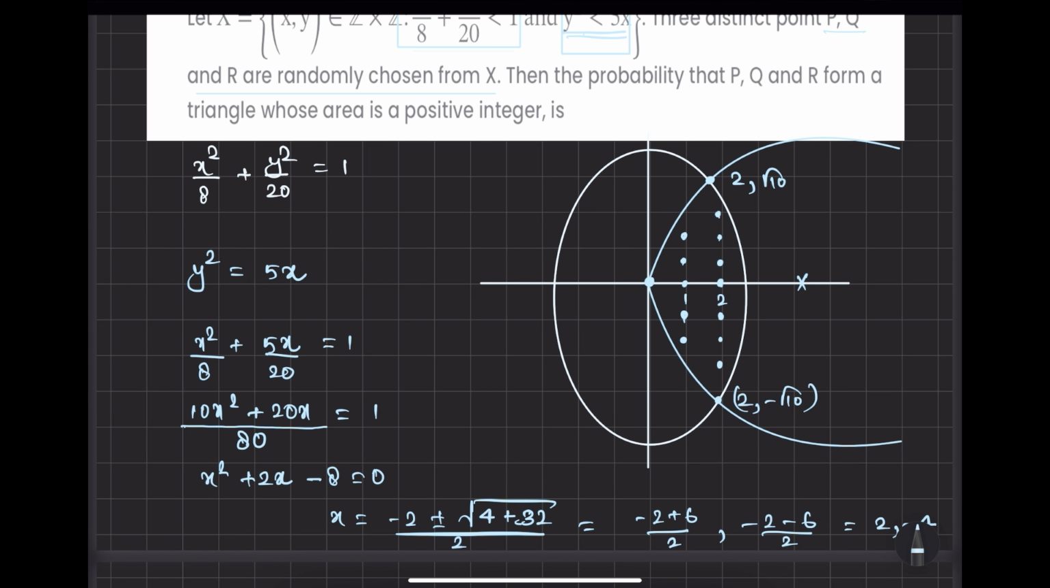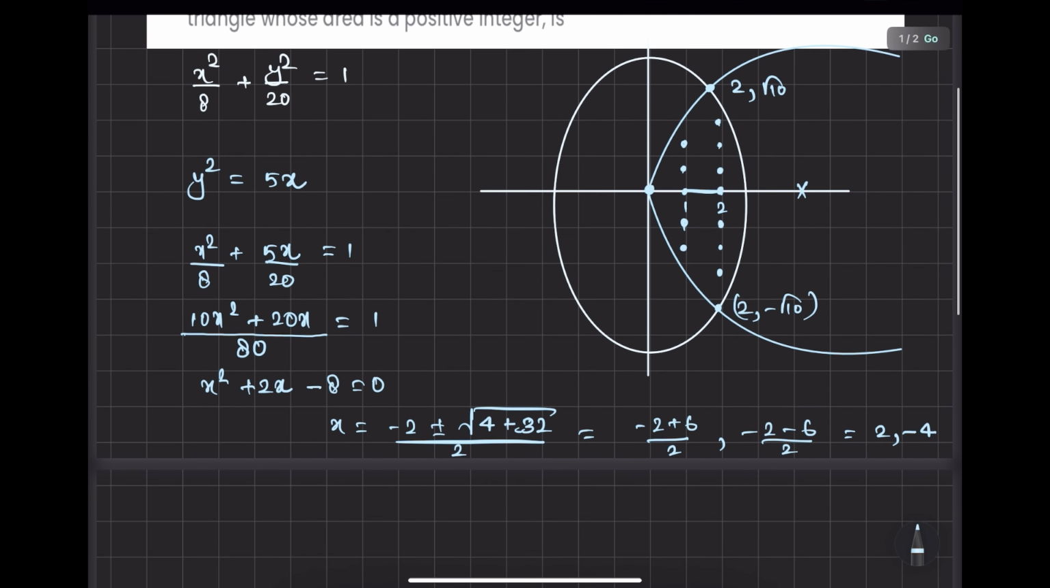We want positive area, so we have to select 1 point from this side and 2 points from there, or 2 points from this side and 1 point from there, and in all the cases the height would remain the same, it would become 1. Okay, if you consider 2 points on the left hand side, you have to consider 1 point on the right hand side, so height will remain 1 only. Okay, because it is the corresponding height.